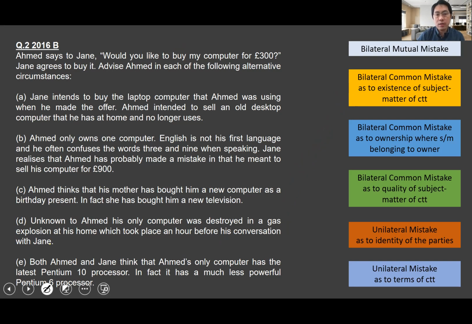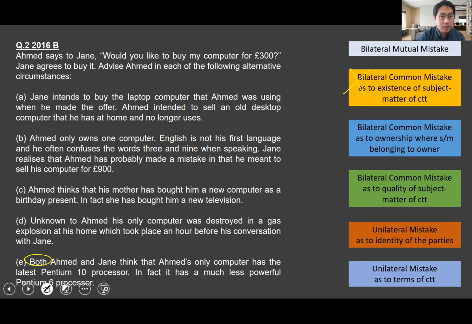Both Ahmad and Jane think that Ahmad's only computer has the latest Pentium 10 processor. And when you see the word both, straight away you know it's bilateral. They're both mistaken. What were they mistaken about? They're both mistaken, thinking that Ahmad's only computer has the latest Pentium 10 processor, when in fact it has a much less powerful Pentium 6 processor. So they're mistaken. Both, it's bilateral. But is it as to existence?